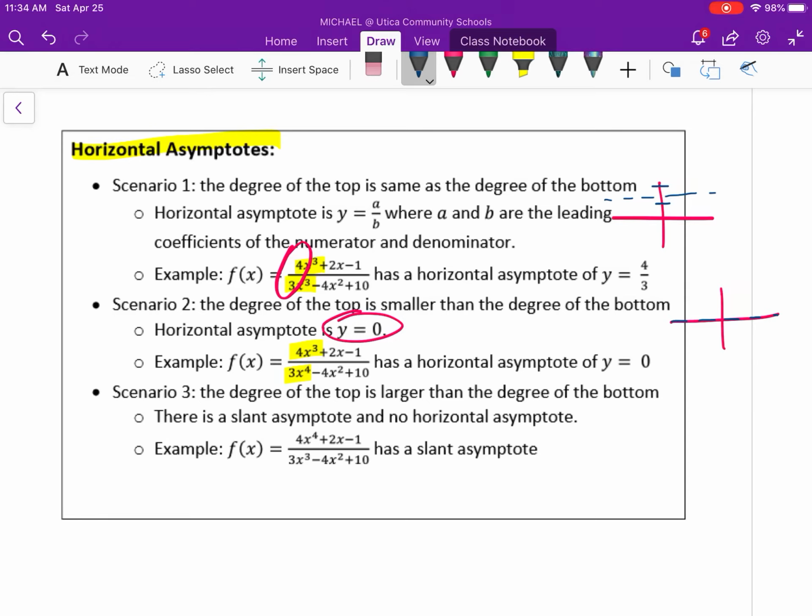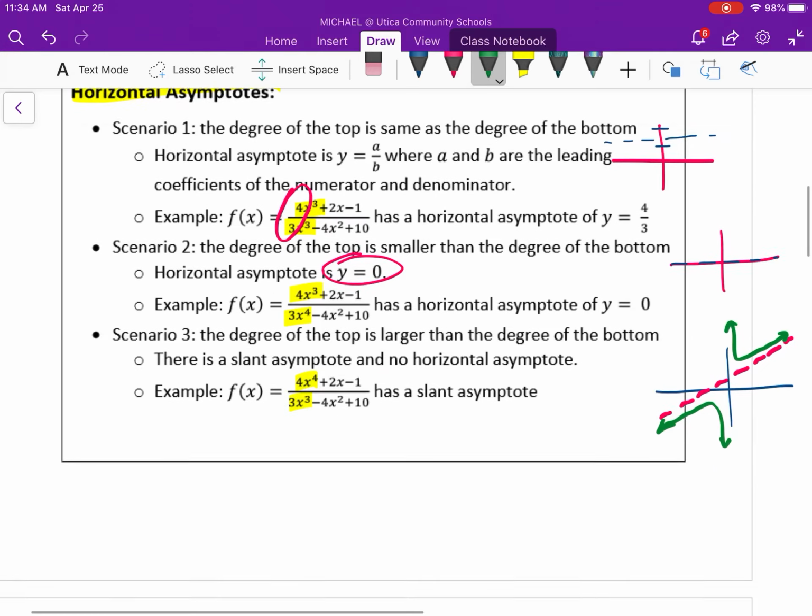Finally, scenario 3 is when the degree on top is higher or larger than the degree on bottom. In our example, a quartic on top, a cubic on bottom. In that case, there is no horizontal asymptote. There is a slant asymptote. The slant asymptote, which we're not really worried about finding, might look like this. So the graph might be something like this, where the graph gets closer and closer to that slant asymptote but never touches. And then there would be no horizontal asymptote.